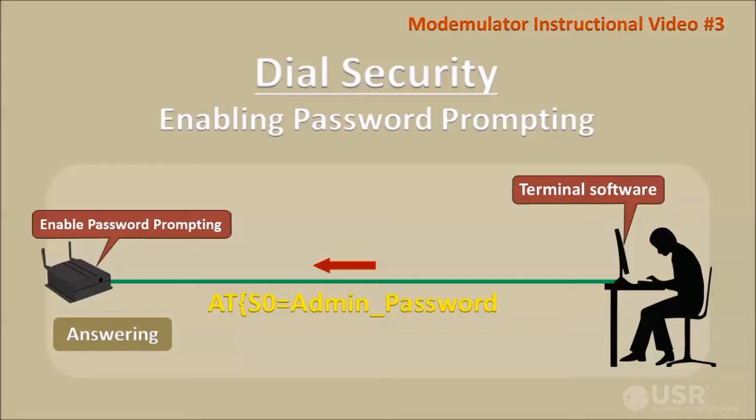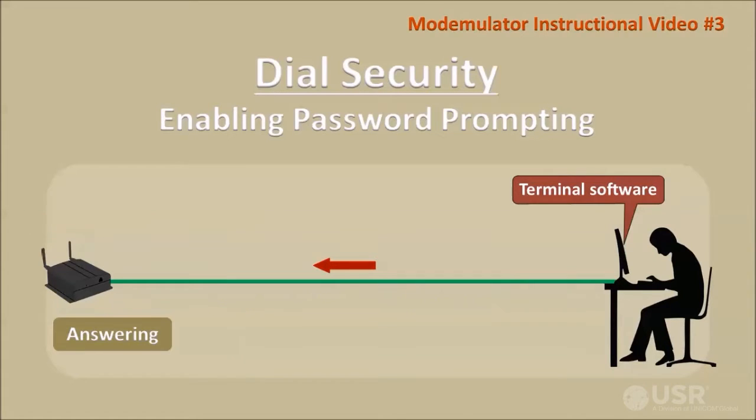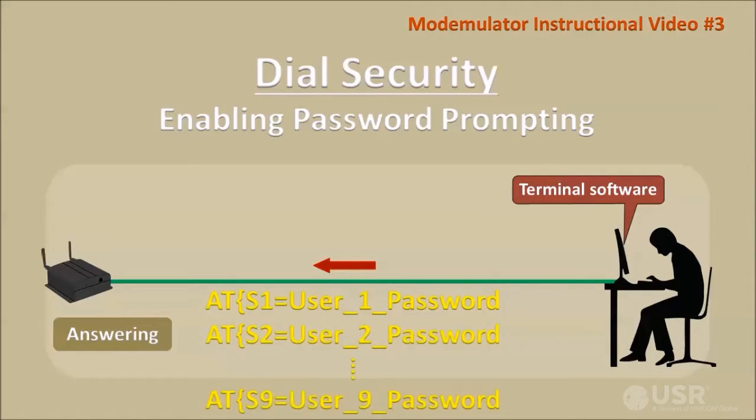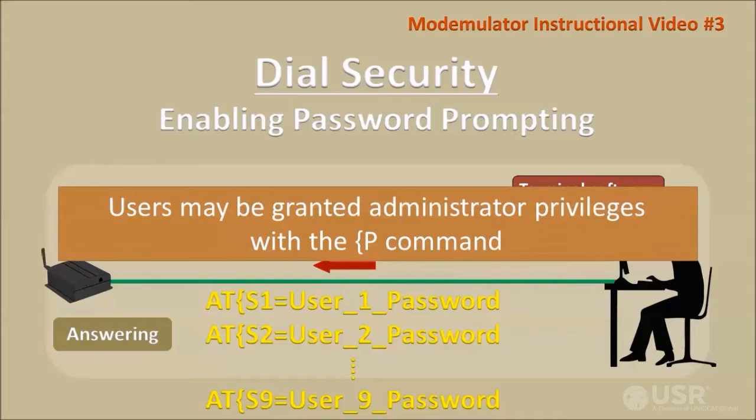In addition to the administrator password, the modemulator supports up to 9 user passwords. If the application requires other users, use the brace S1 through brace S9 commands to enter user passwords 1 through 9. Each user may be granted administrator privileges with the brace P command.